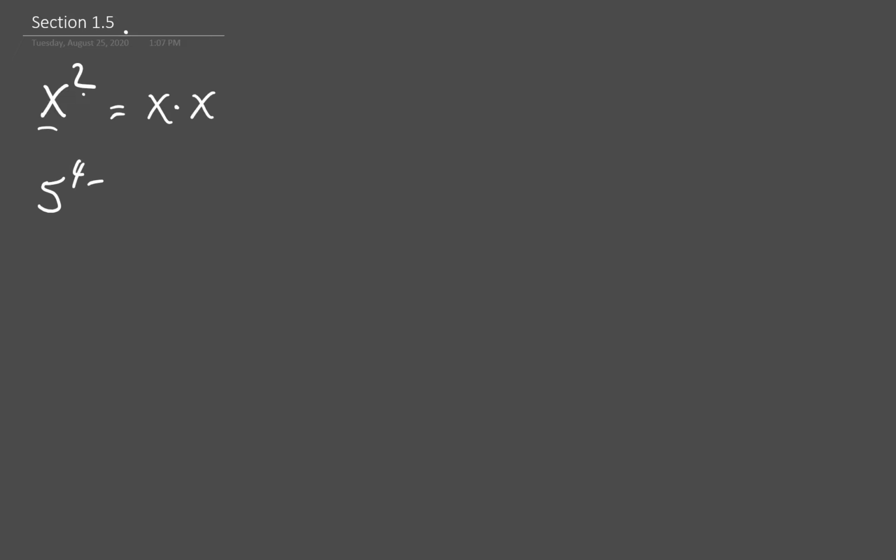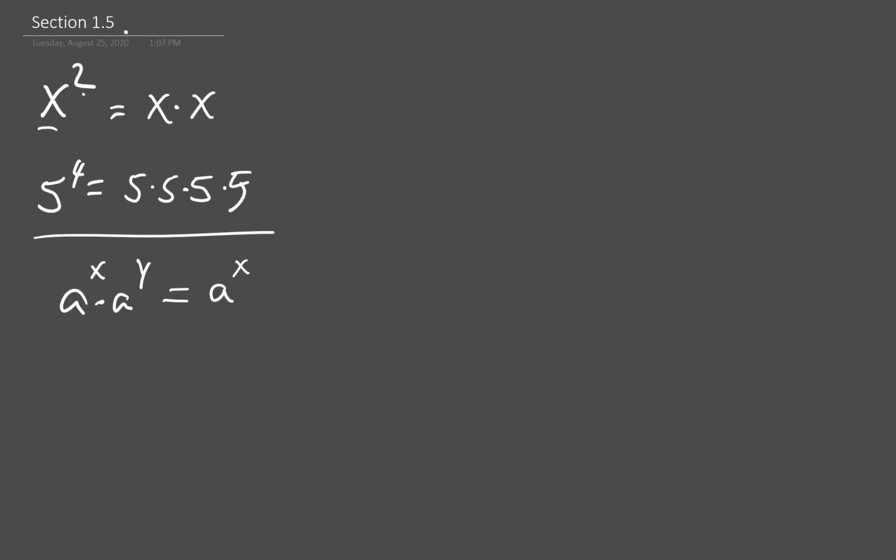5 to the fourth, the number 5 is multiplied by itself 4 times, right? So exponents count things, and when we count things we can use our counting principles, right? So if I have an x number of a's here, and I'm going to multiply that by y number of a's here, well, really what I did was I multiplied a by itself x times and then by y times again, so x plus y times altogether, right? So there's one of our exponent rules.